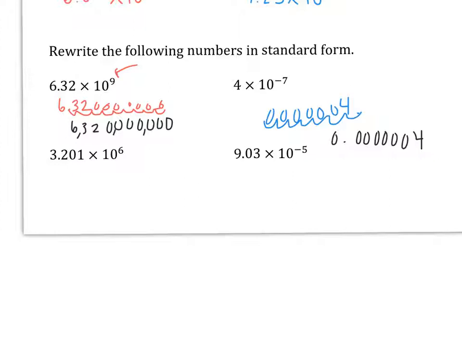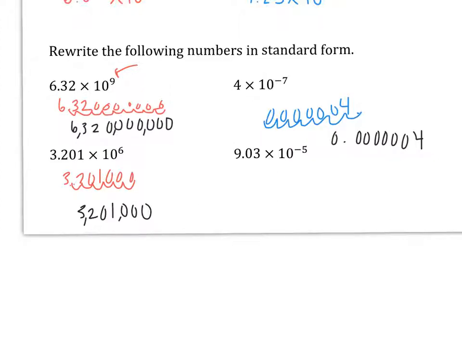All right, let's take a look at a few more. 3.201 times 10 to the 6. So here I have 3.201. Let's move that place value over 6. 1, 2, 3, 4, 5, 6. So I'm going to add 3 zeros. So I get 3,201,000.